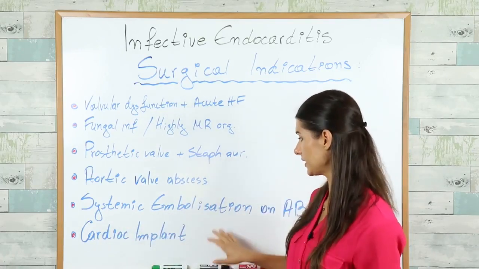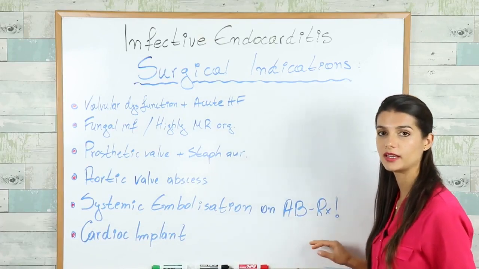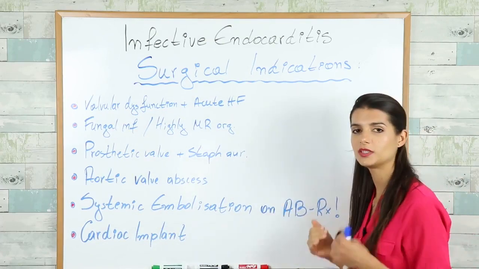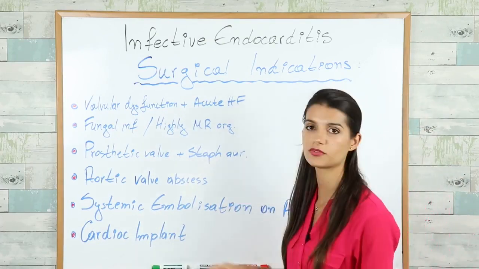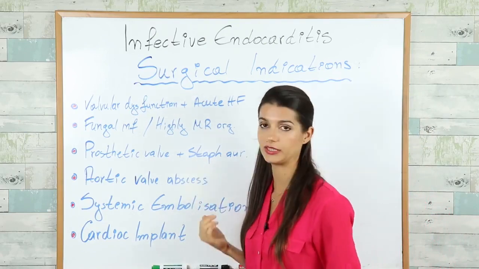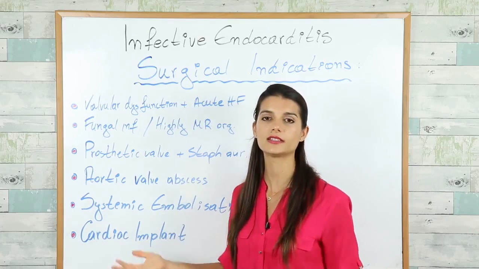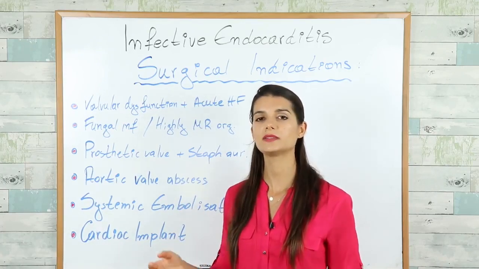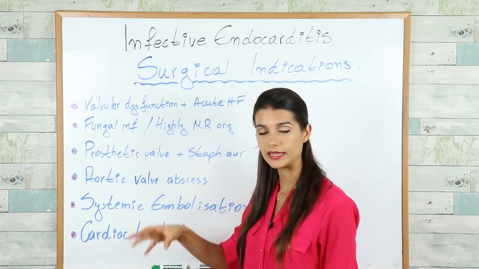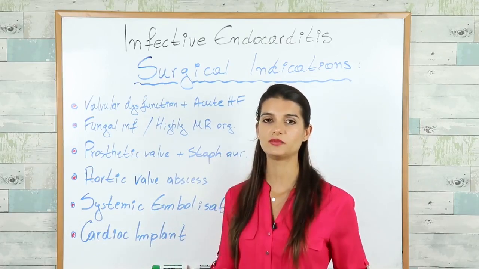Also, if you have systemic embolization on antibiotic therapy, like we said, stroke, septic pulmonary emboli, these are all indications for surgical intervention in these patients. And also, if you have cardiac implant, like the devices like loop recorders or pacemakers, you have to take the device out and replace it with a new one.